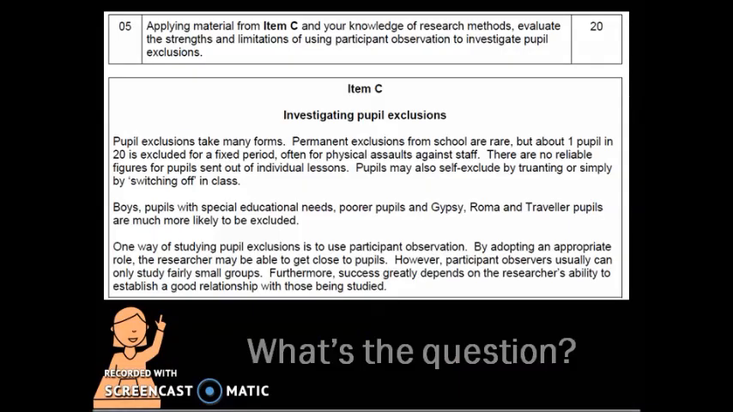So here is the question. So most students were able to effectively apply from the item. For example, they picked out things like small groups and also establishing a good relationship. However, the most effective were able to develop the appropriate role to something like a classroom assistant to gain more validity. A handy tip for you is the item is there to give you prompts and ideas, so make sure that you use it.